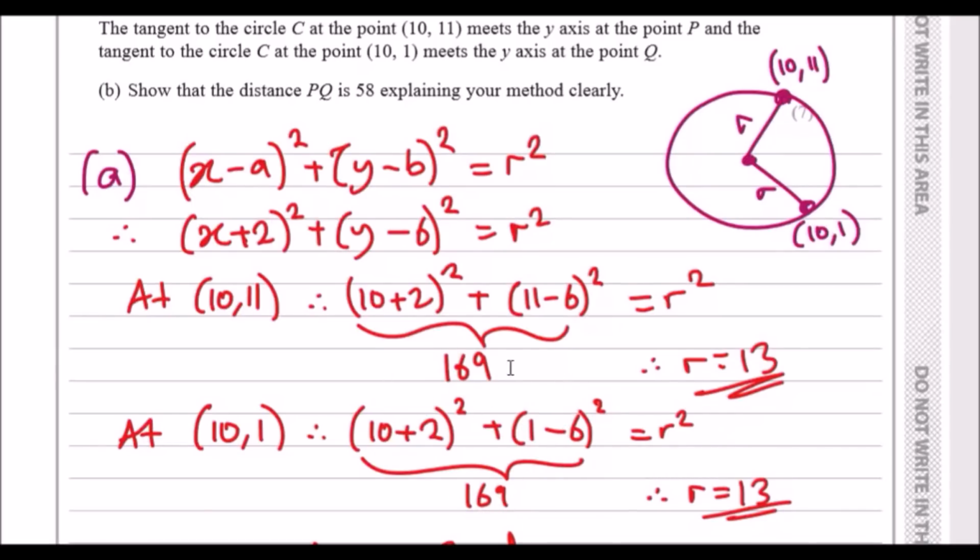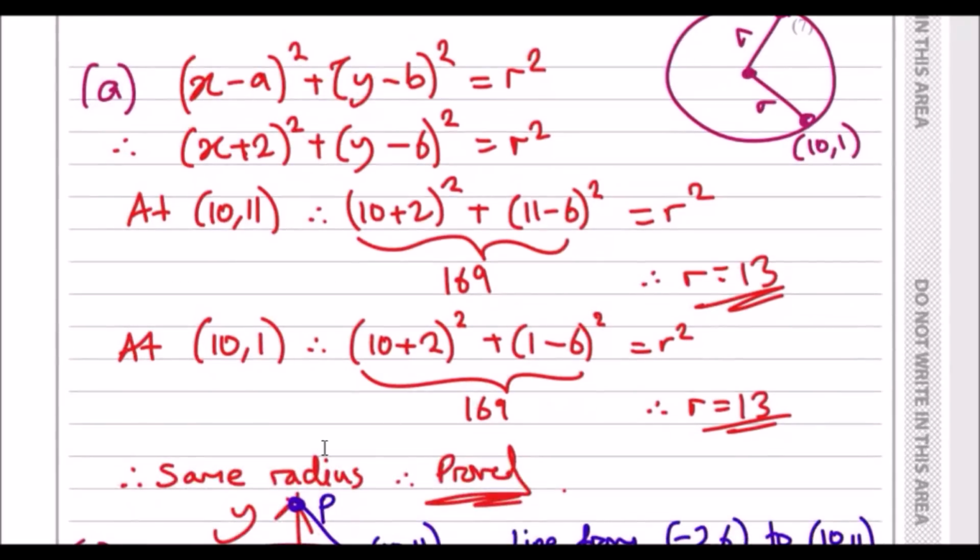It's kind of obvious here because you can see that the difference in the y is just 5 for both. So of course you get the same result. And that's it, you proved it. So therefore they have the same radius, so proved.